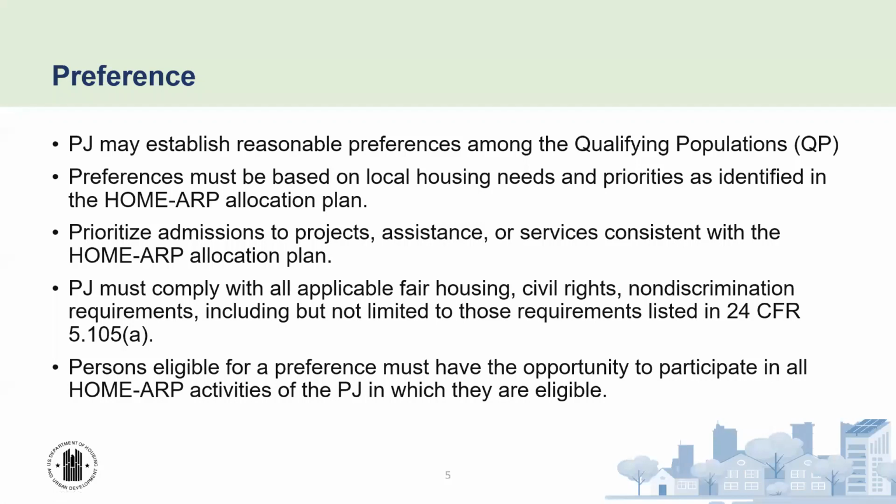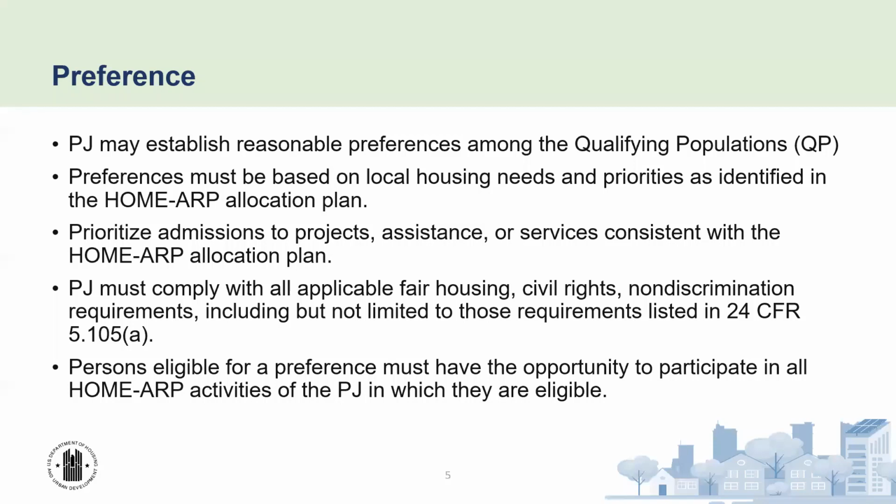Preferences must be based on local housing needs and priorities as identified in the HOME-ARP allocation plan, and must prioritize admissions to projects, assistance, or services consistent with the PJ's HOME-ARP allocation plan. PJs must comply with the non-discrimination requirements and equal opportunity laws and requirements and any other applicable fair housing and civil rights laws and requirements when applying preferences, including but not limited to those requirements listed in 24 CFR 5.105(a).